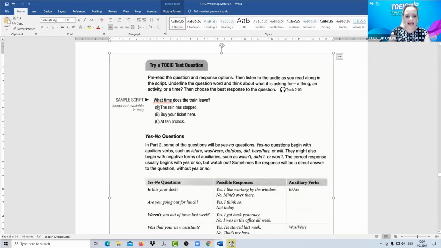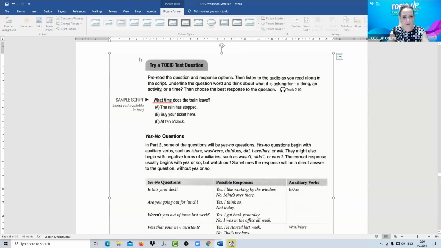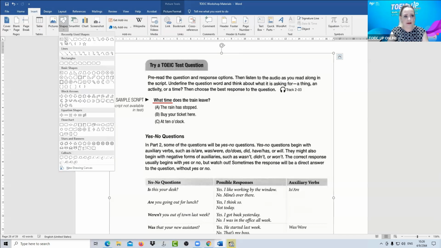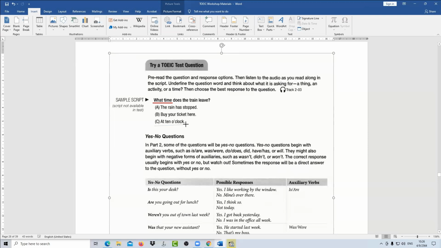So what time does the train leave? If you look at option A, the rain has stopped. They're trying to trick you with train and rain, right? And we're not talking about the rain. We're talking about the train. So A is obviously wrong. B, buy your ticket here. They're trying to confuse you about where you can buy a train ticket. And then C is the only one that deals with what time, at 10 o'clock. Okay, so obviously C will be your answer.